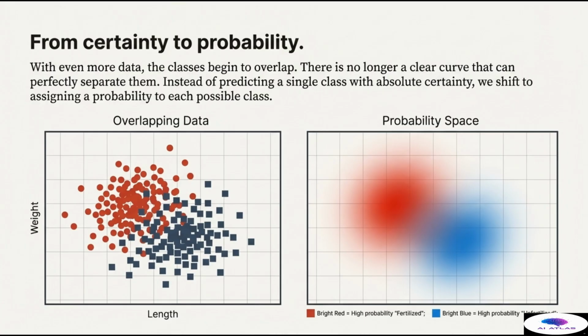In this scenario, where absolute certainty is impossible, we shift our focus from predicting a single class with certainty to assigning a probability to each possible class. This transition takes us to the probability space, shown on the right. Instead of sharp lines, we see smooth gradients. The bright red areas represent a high probability of being fertilized, and the bright blue areas represent a high probability of being unfertilized. The purple area in the middle is where the classes overlap, indicating high uncertainty, a roughly equal probability of belonging to either class. This probabilistic approach allows the classifier to provide nuance, reflecting the inherent ambiguity in the real-world data.